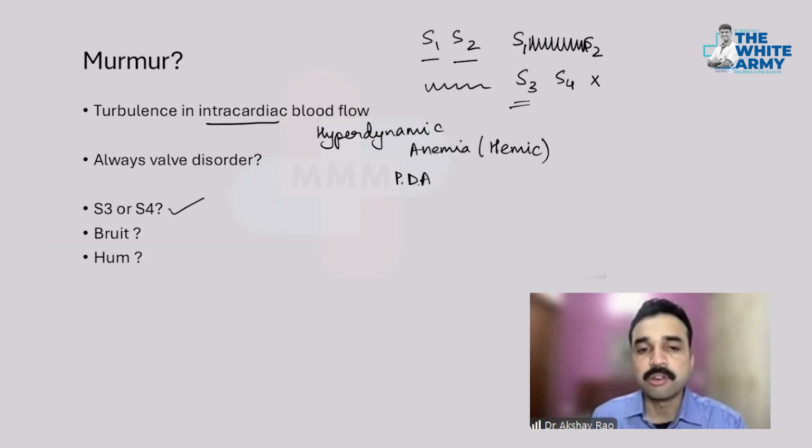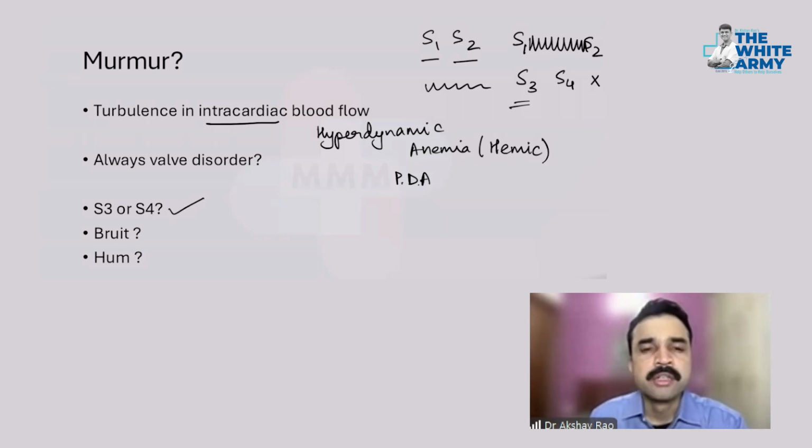They're low-pitched sounds. If you're using a stethoscope with a chest piece which has a diaphragm and a bell end, you need to pick up low-pitched sounds like S3 and S4 using the bell of the stethoscope. Please keep that in mind. Low-pitched sounds are heard using the bell of the stethoscope.